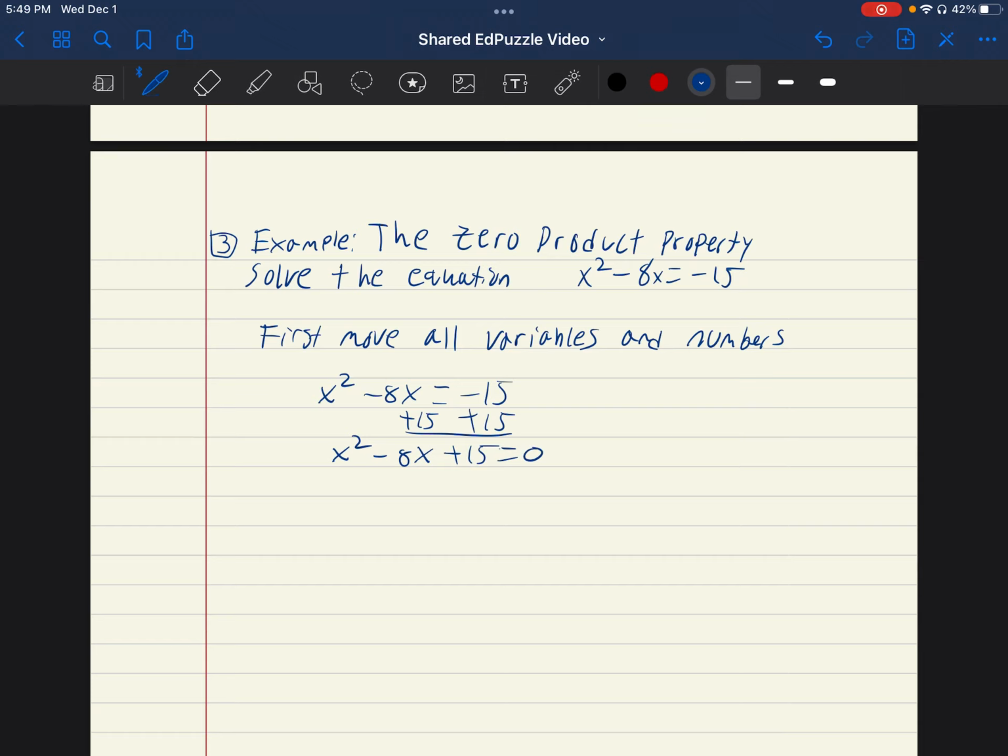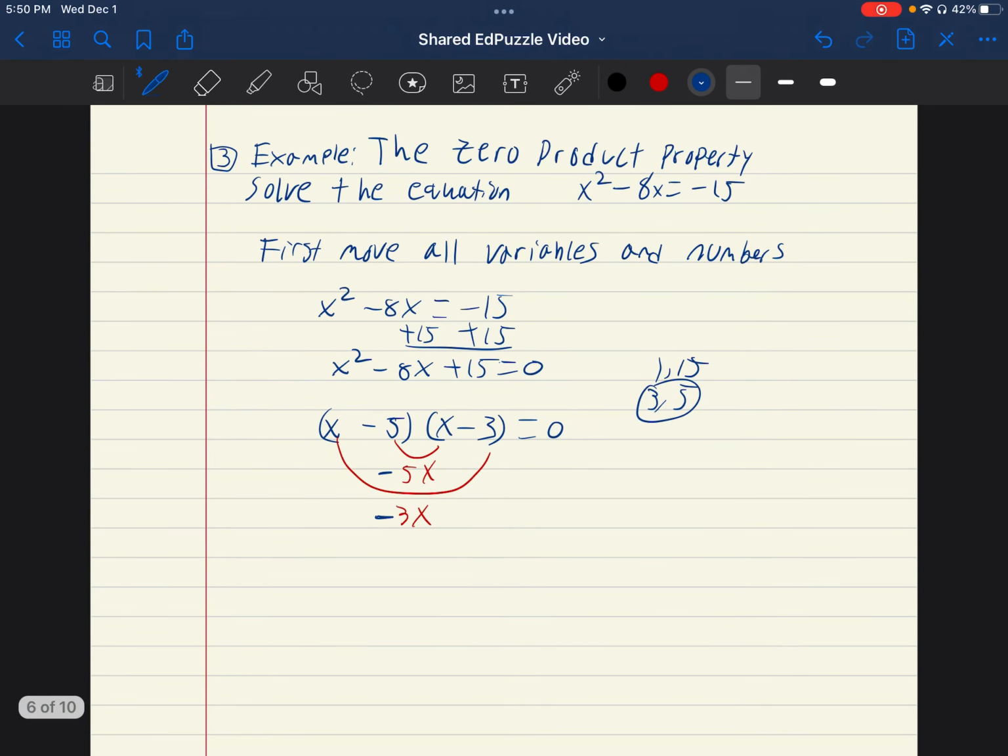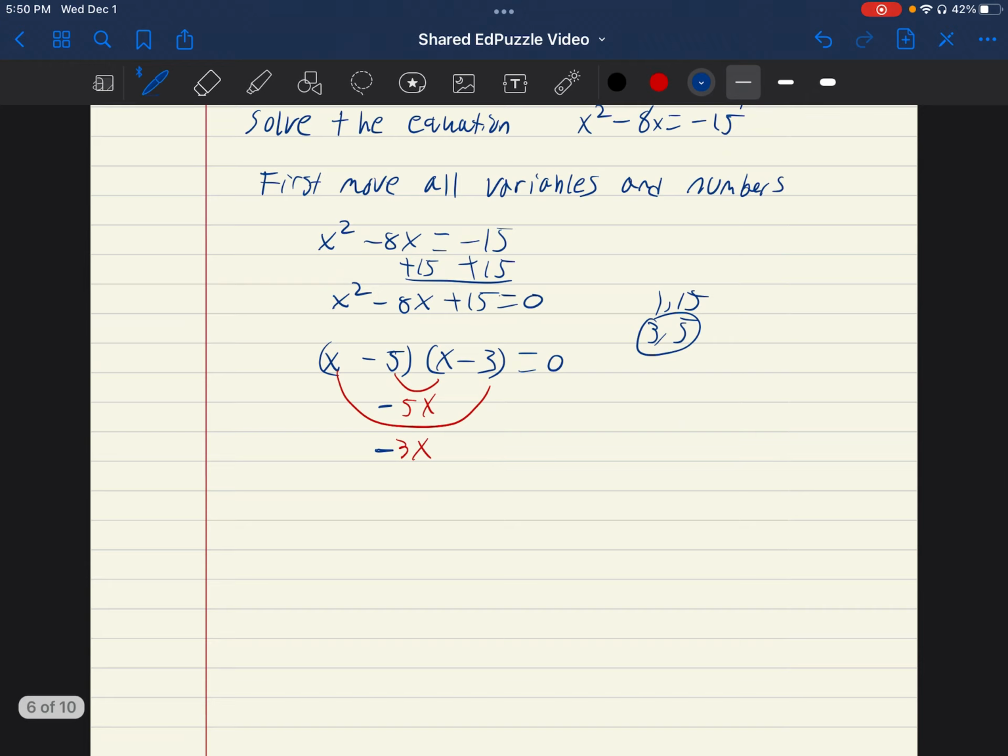The factors of 15 are 1 and 15, and 3 and 5. 3 and 5 work because they add up to 8. But how will we know which one gives us our 8? We have 5 and 3, so 5x and 3x. We want them both to be negative so they come to -8. If we multiply -5 times -3, we get +15.